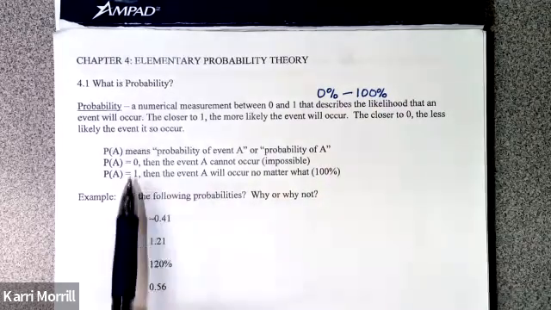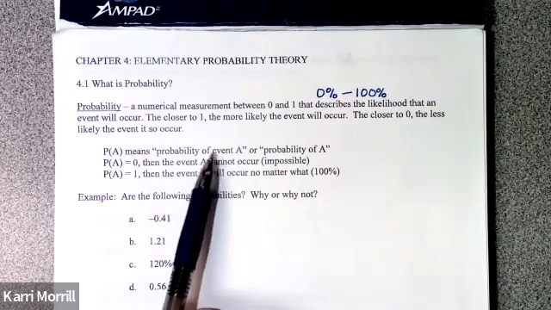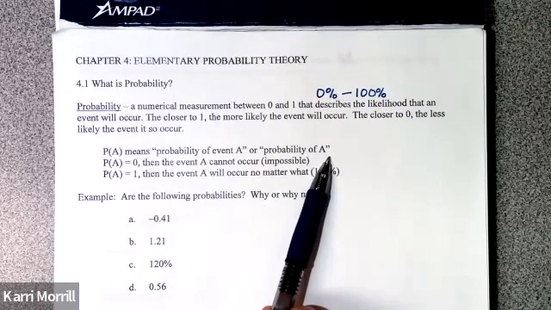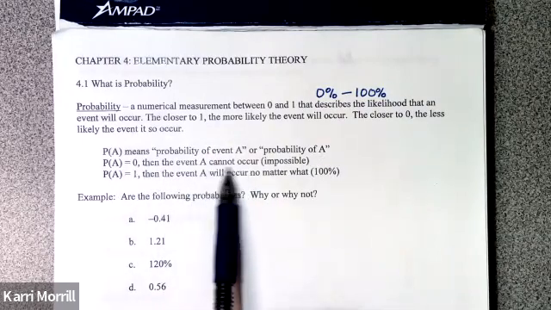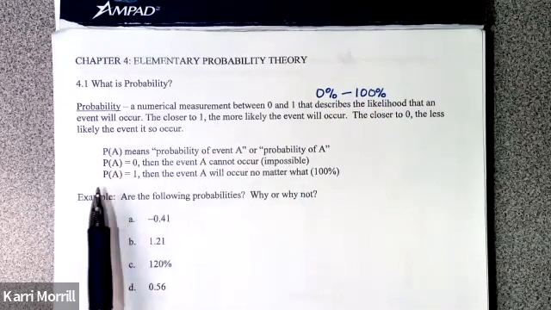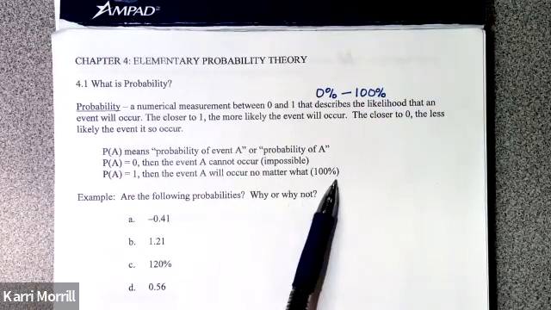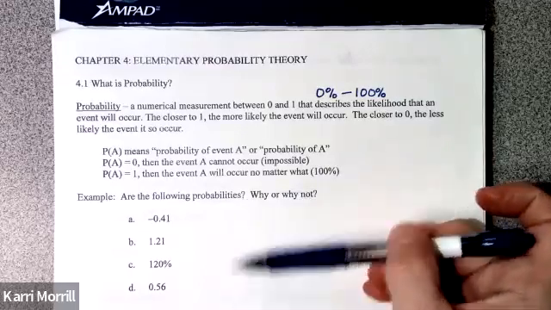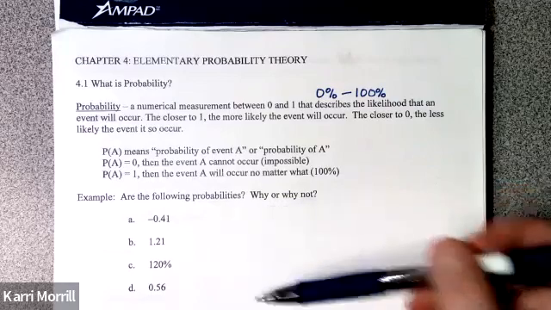The way this could be written is P of A, which means the probability of event A. P of A equaling 0 means that it cannot occur. That's impossible. If the probability of that event equaled 1, then no matter what, that thing is happening, a 100% chance. So here are some examples to describe whether something is a probability or not.